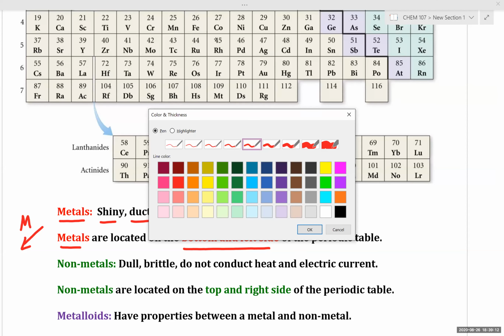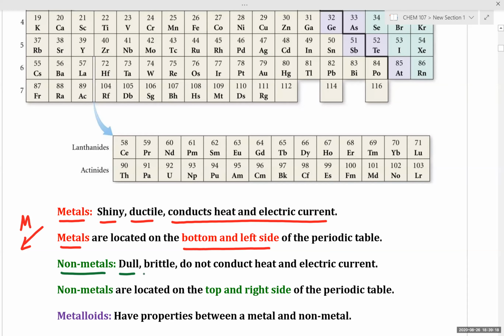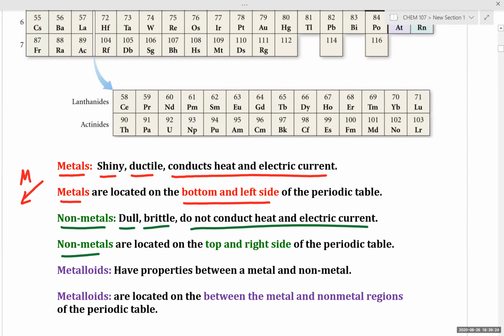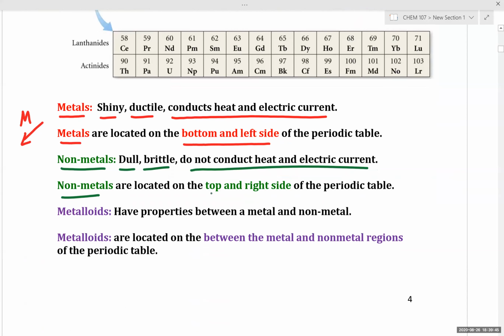Non-metals. So let's look at our non-metals now. Non-metals are dull, brittle, and they don't conduct heat or electric current. Where do we see non-metals in the periodic table? On the left or the right-hand side? On the right-hand side. One exception to that is hydrogen, and I want you to remember, hydrogen is a non-metal. It acts like a non-metal rather than a metal. Non-metals are located in the top and right side of the periodic table. So I draw an arrow going up and to the right, and I write the letters NM for non-metal.